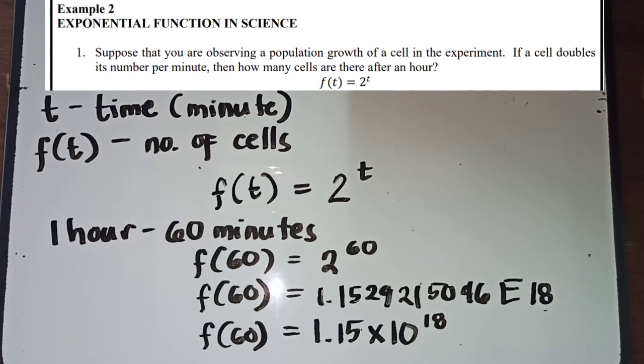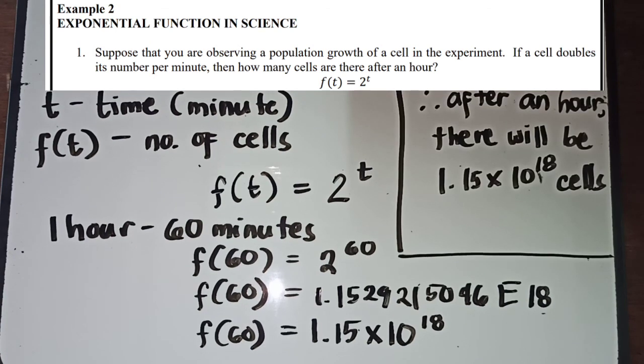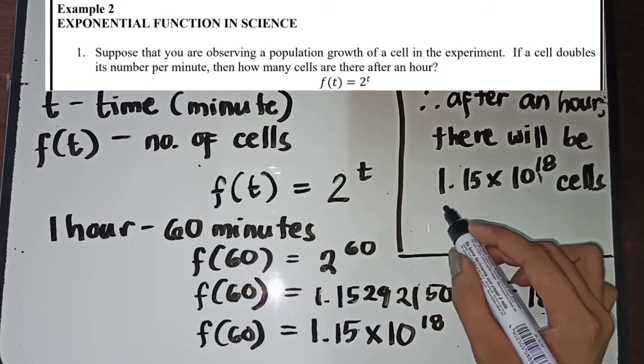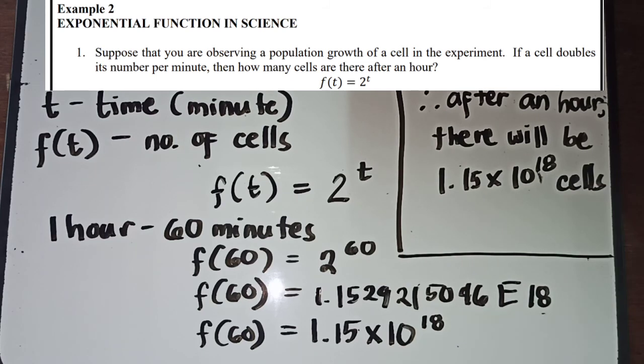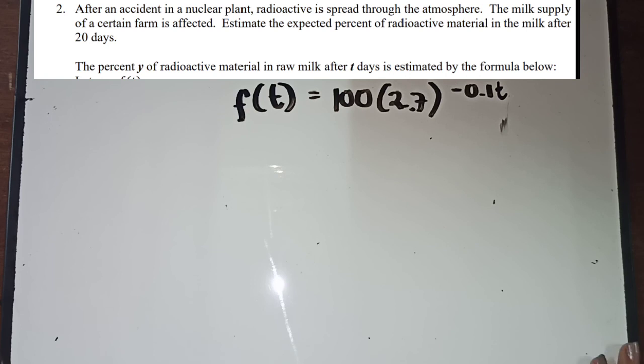So ibig sabihin po, after an hour, there will be 1.15 times 10 raised to 18 cells. Another example, after an accident in a nuclear plant, radioactive is spread through the atmosphere. The milk supply of a certain farm is affected. So estimate the expected percent of radioactive material in the milk after 20 days. So the percent Y of the radioactive material in raw milk after t days is estimated by the formula below.